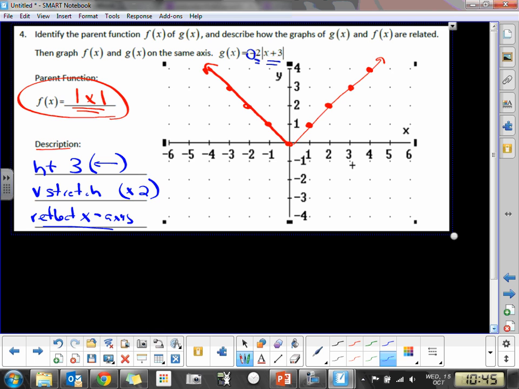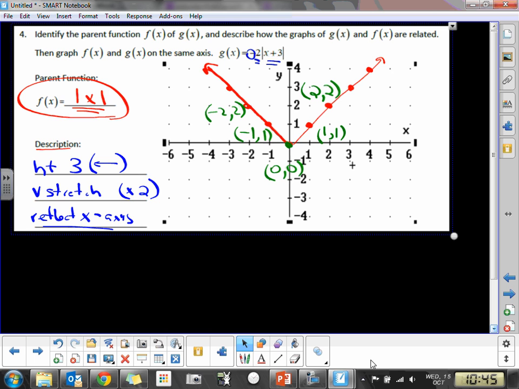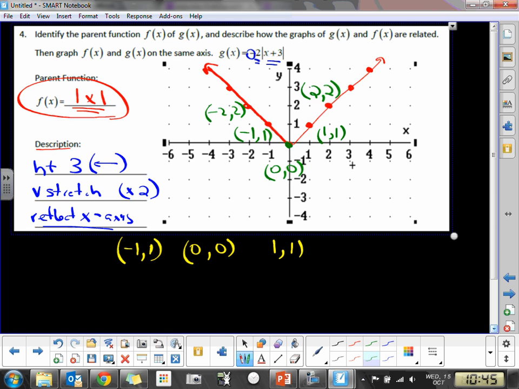Now you can use your defining points as we did with the other ones. This is the ordered pair 0, 0. This is the ordered pair 1, 1. This is the ordered pair 2, 2. And graph some over here. This is negative 1, 1. This is negative 2, 2. And go through our transformations we did before. So I wrote down the ordered pairs. I'm just going to do 3 of them. Negative 1, 1. The ordered pair 0, 0. And the ordered pair 1, 1.